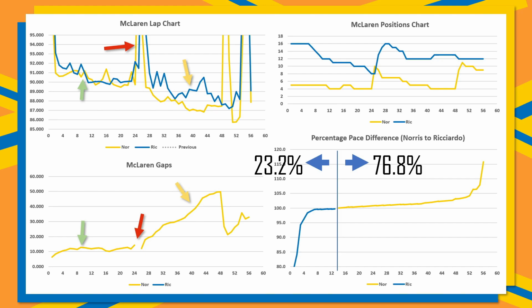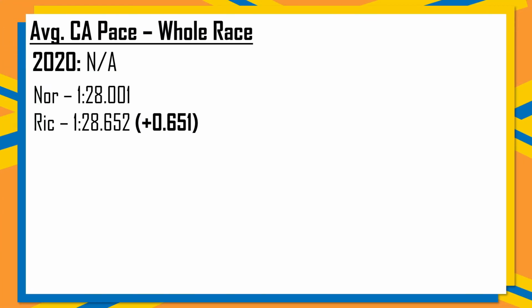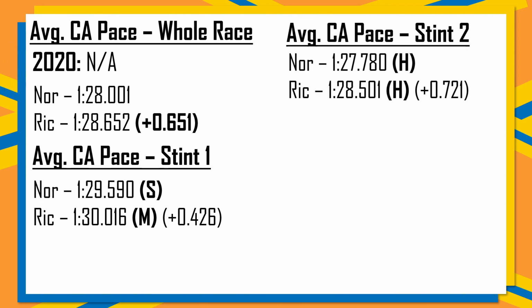However, it was Ricciardo who was the one that really struggled in this race. And we can see that by comparing their clean air lap pace, there was a 6.5 difference between the two drivers across the whole race distance. Where stint number 1, where Norris was on the softs and Ricciardo on the mediums, it was just over 4 tenths, and stint number 2, this is stretched to 7 tenths in Norris's favour.